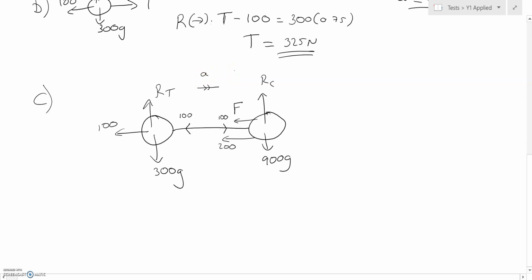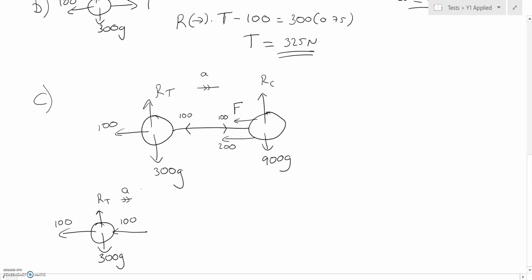So let's have a look at the trailer first. The trailer doesn't have an F acting on it. It's going to have only acceleration as unknown. So let's look at the trailer. It's got 100 newtons going this way, 100 newtons going this way, weight of 300g, reaction on the trailer, and then acceleration.